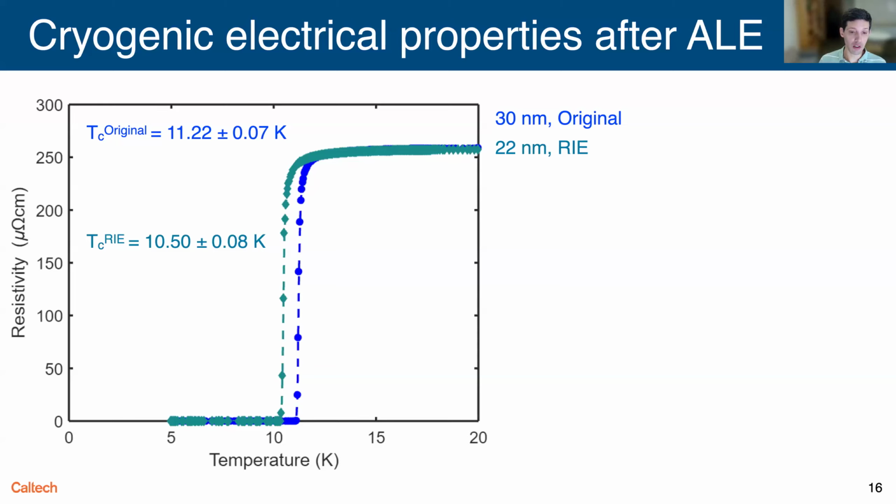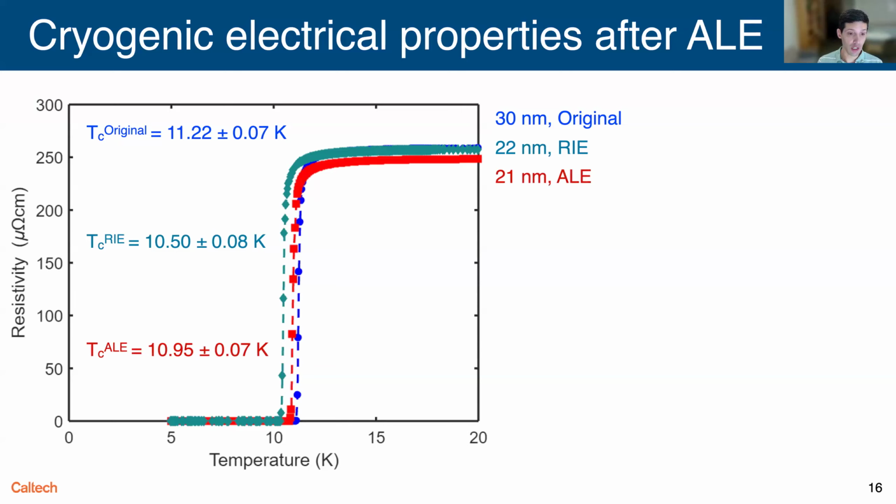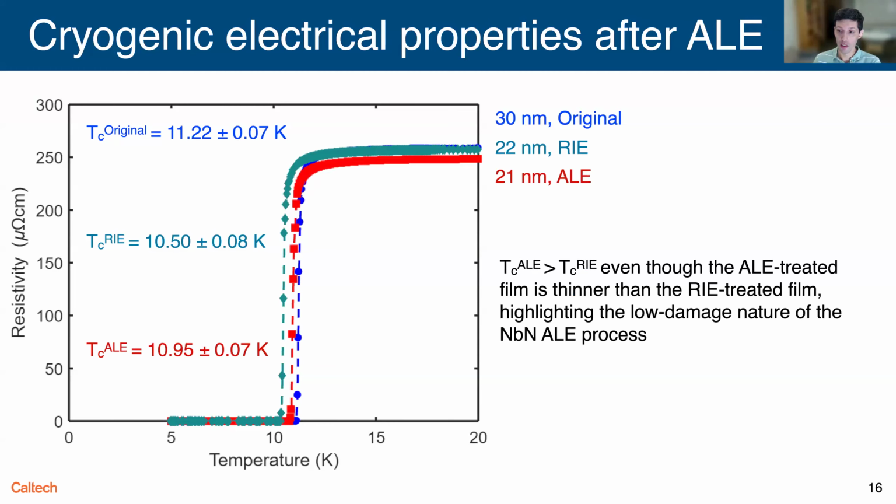But now what we can do is compare this TC to that of the ALE etched film, which has a very similar thickness. And interestingly, we see that although the ALE film is just slightly thinner, its TC is actually noticeably experimentally larger than that of the RIE etched film. And this highlights the low damage nature of the niobium nitride ALE process. The fact that even a slightly thinner film has a higher TC. So this is showing that we've made some progress towards the goal of modifying just the surface region while minimally affecting the bulk of the film.